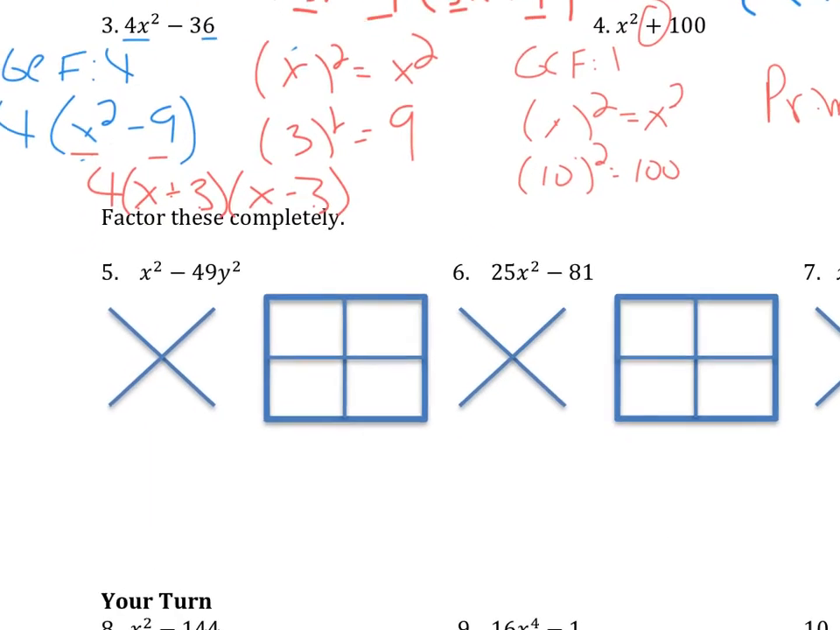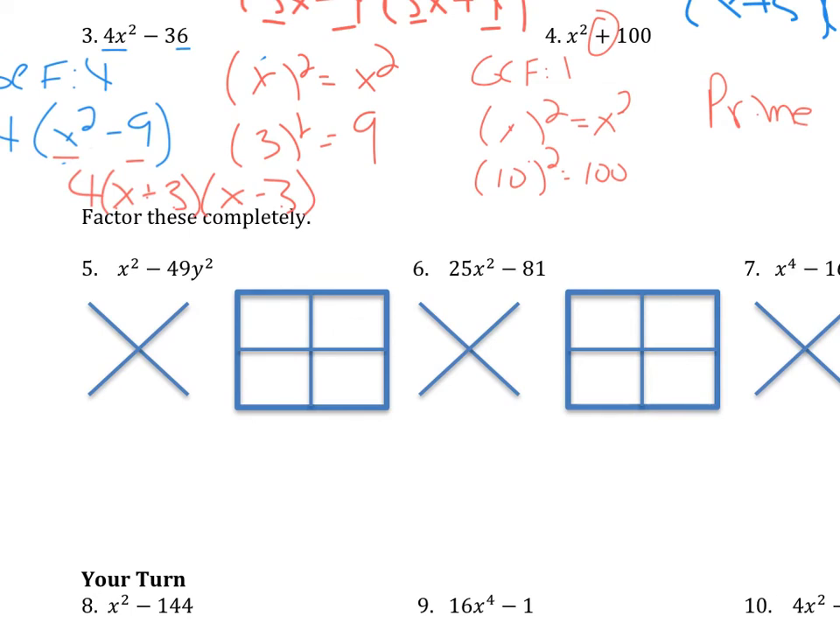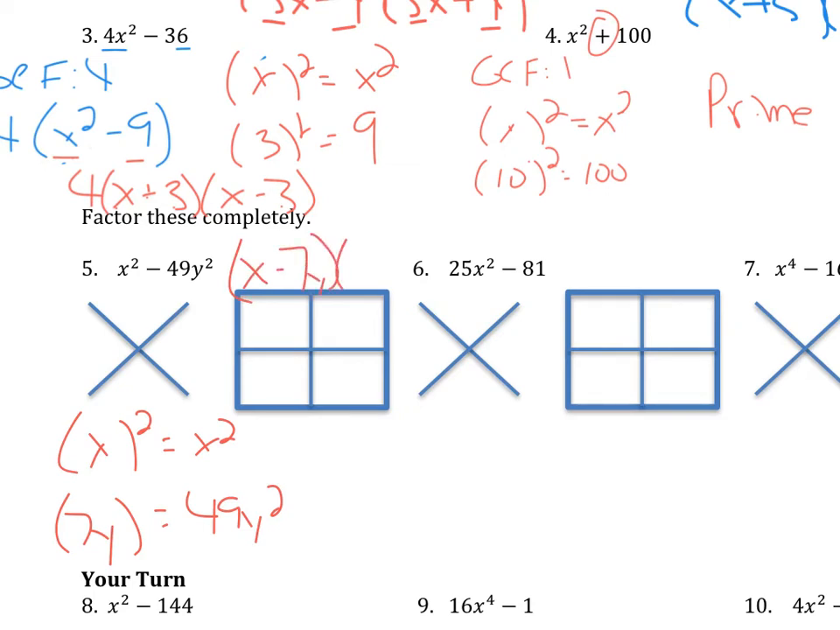All right, so let's factor these completely. I have the X-boxes here if you want to use them. I'm just going to go a and b, so what squares to give me x squared? Well, that's x. What squares to give me 49y squared? So now we have two variables, but it doesn't change anything. That's just 7y. So then our answer for this would be x minus 7y and x plus 7y.